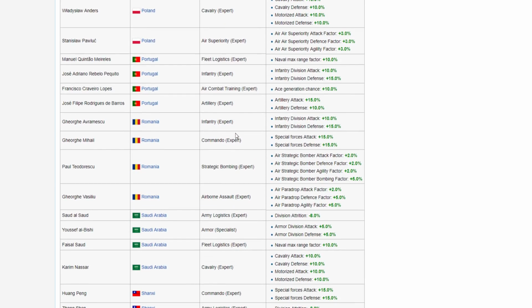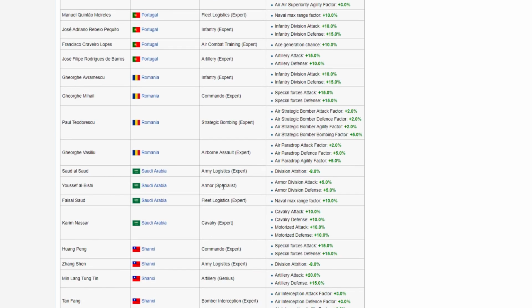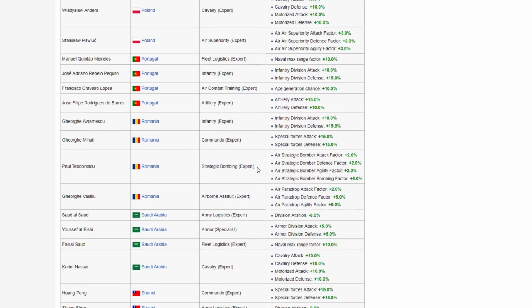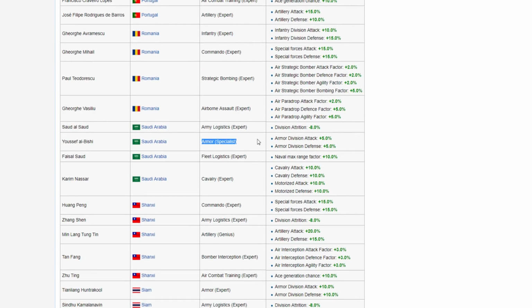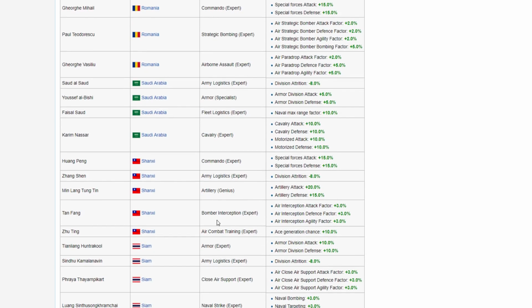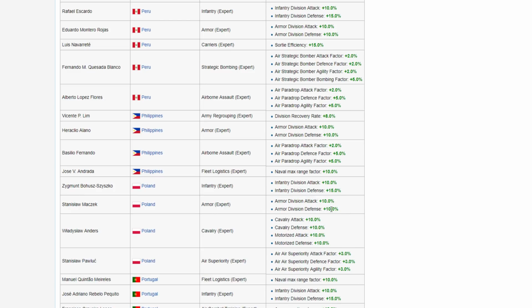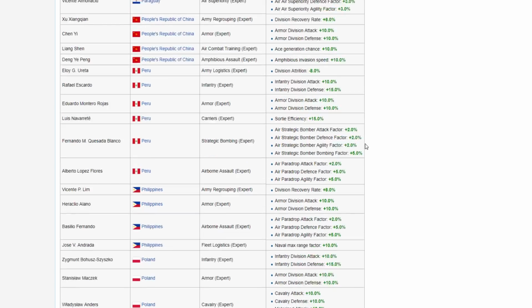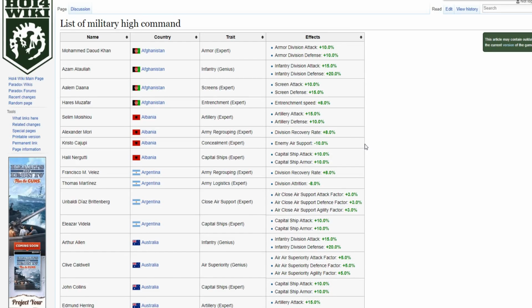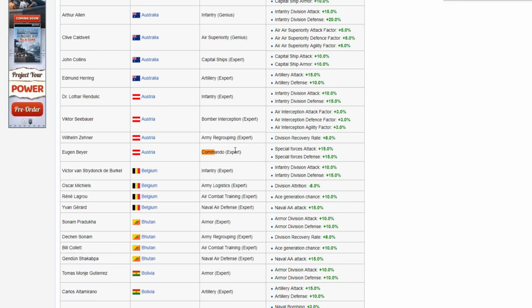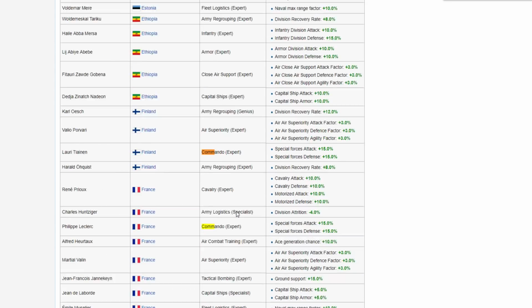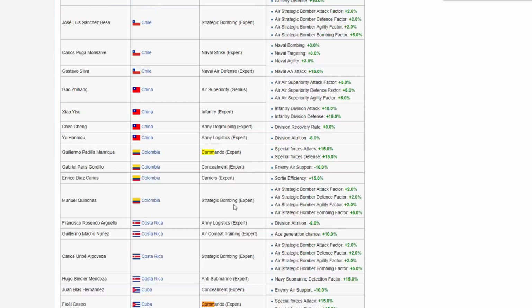So the question is, there's three levels of high command. There's specialist, expert, and genius. As you can see, you've got armor specialist for Saudi Arabia, 5% attack and defense. Armor expert, you got 10%, so a genius would be 15%. The problem is that you can't actually see on here the commando, there we go. You can't actually see because there's only a commando expert, so there's no specialist or genius.